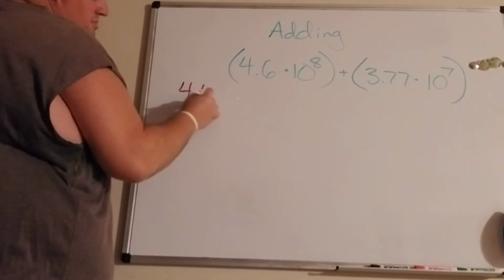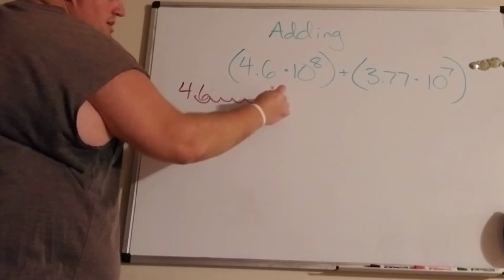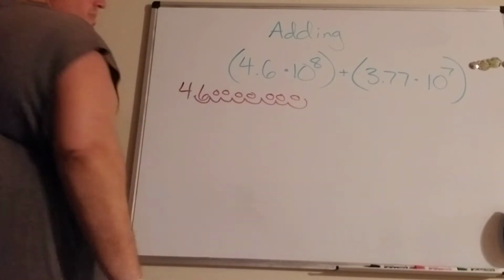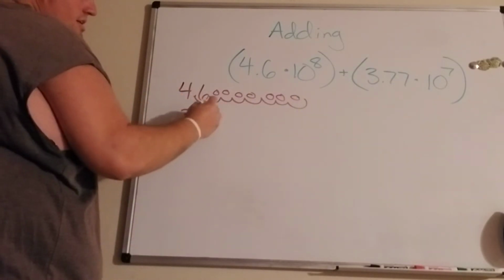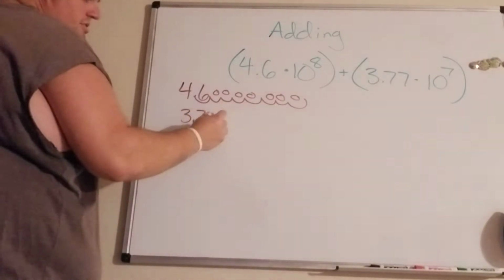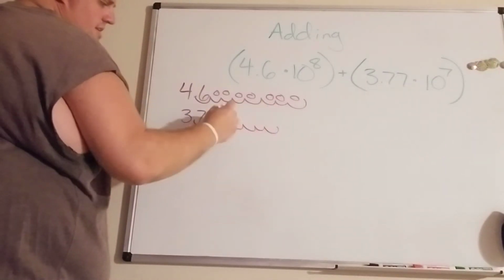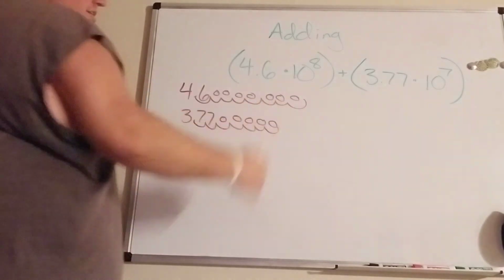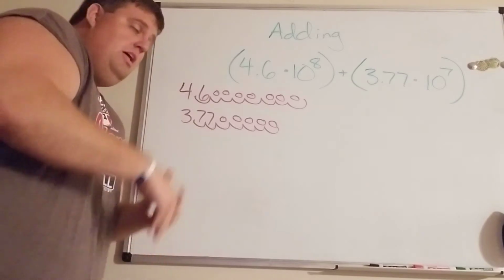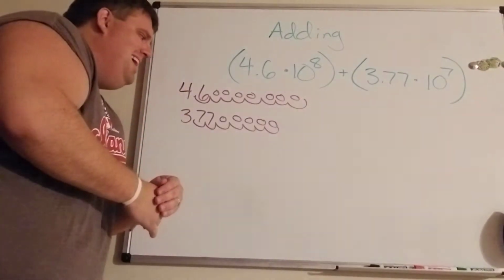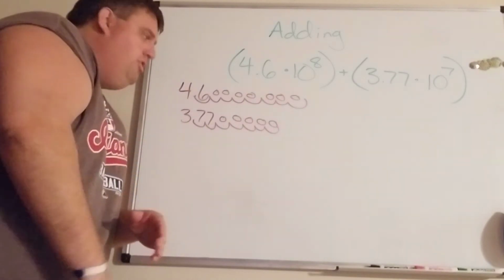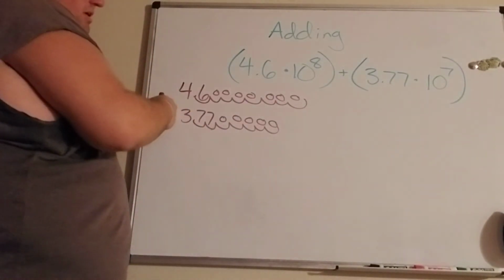Move it 8 spots. 1, 2, 3, 4, 7, 8. Do the same thing over here. Move it 7. 1, 2, 3, 4, 5, 6, 7. And then add those numbers like you used to when you were in elementary school. Just go straight up and down. The problem people have with that is they forget you have to line them up at the decimal. You don't just start over here and do 3 plus 4.